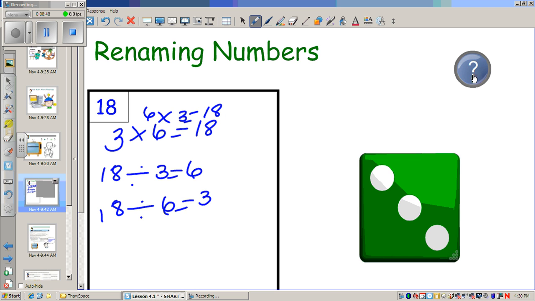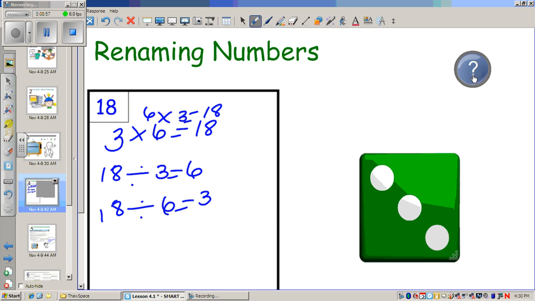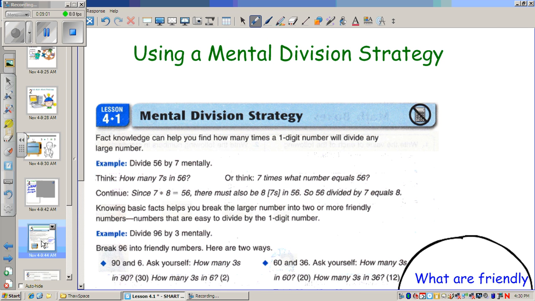And as our little question mark said, we're going to be using the name collection box to create names for the number 18, using multiples of the number we roll on the dice. Well, I used the multiple of 3 for this problem. So let's keep moving. Next, using a mental division strategy.